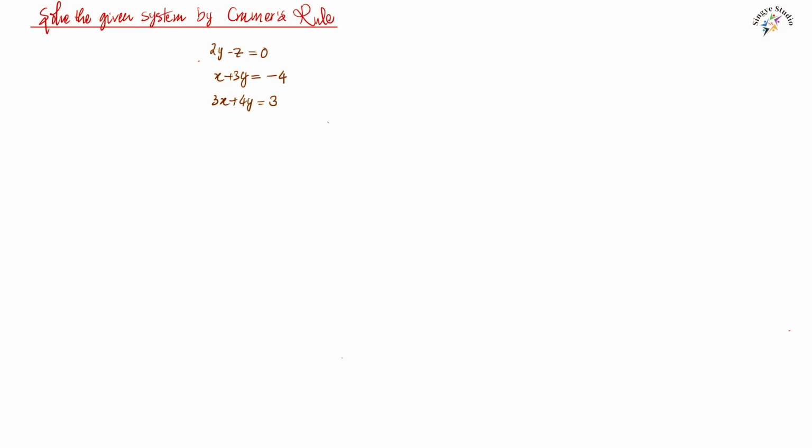Welcome to another video. In this video, we are going to solve this question by Cramer's rule. But compared to the earlier video, these sets of equations are a little bit different here. If you observe very carefully, if this is equation number 1, you can see that it does not have the x and its coefficient. For these two equations, they don't have the z and its coefficient.